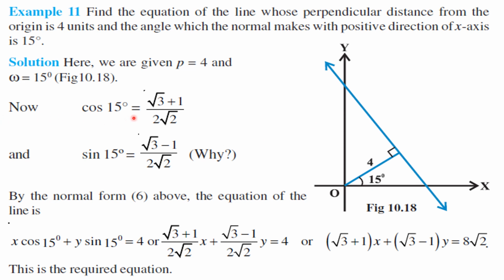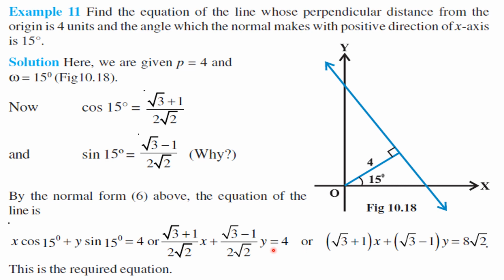Right. Now cos 15 degrees is equal to (root 3 plus 1) by 2 root 2 and sin 15 degrees is equal to (root 3 minus 1) by 2 root 2. Okay, my children. These are the values of sin 15 degrees and cos 15 degrees. Now we use the normal form of a line. Then the equation of the line is given by x cos omega plus y sin omega is equal to p. Yes or no, my children? Right. This implies we can write (root 3 plus 1) by 2 root 2 times x plus (root 3 minus 1) by 2 root 2 times y is equal to 4. Understood this equation, my children?